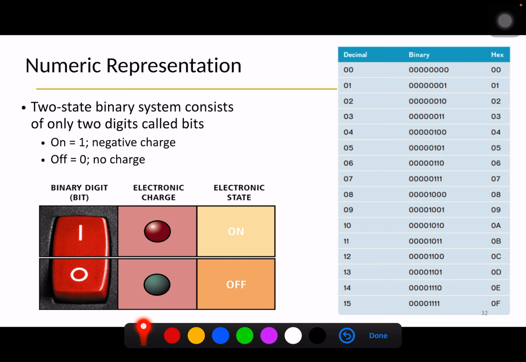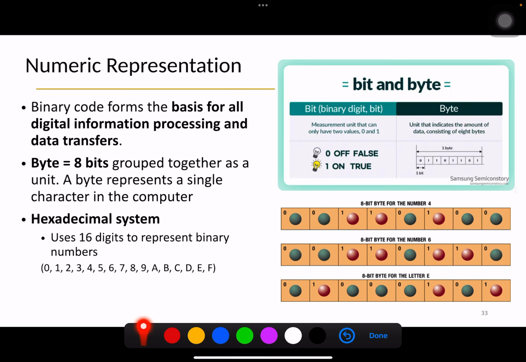What about the other numbers? Same. For example, for number 9, this is how it represents the number: 00010001. So this is how number 9 is represented in computer processing and storage. Binary code forms the basis of all digital information processing and data transfer.